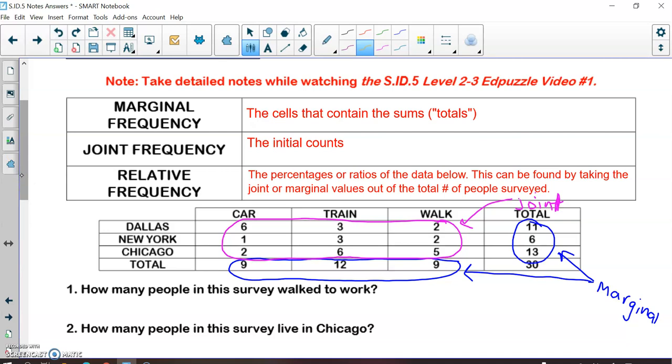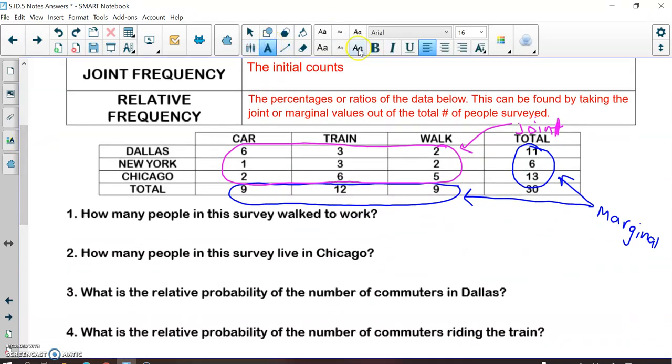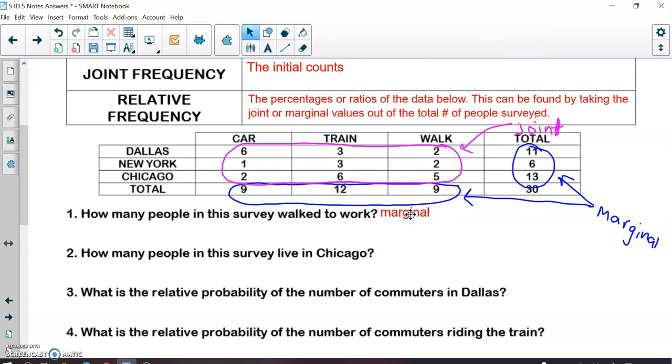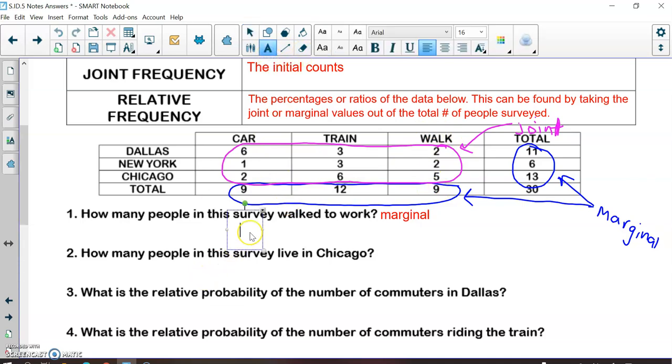It says, how many people in this survey walked to work? What we are really looking for here is a marginal frequency, because we are looking at the total amount of people that walk to work. If I look at the walk column, I see 9 people walk to work. So my answer is 9.